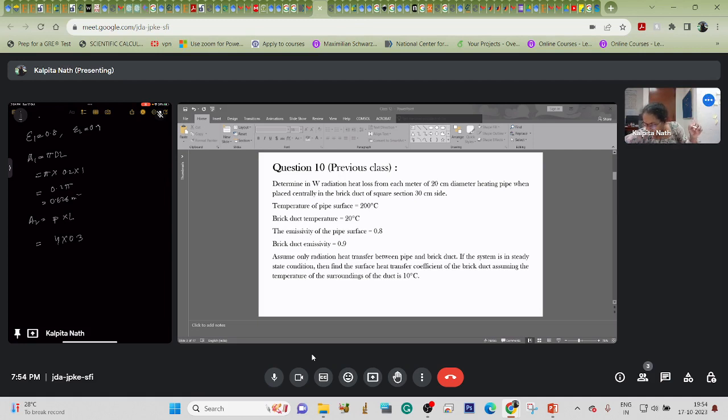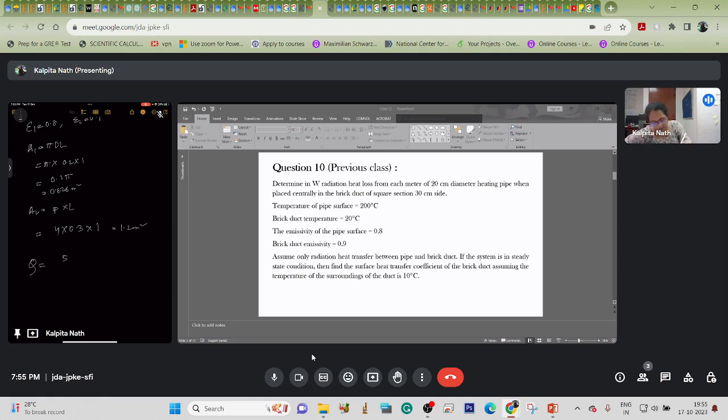So perimeter is 4 into 0.3, into 1. This is also the surface area of the 1 meter duct. That's why length is 1 meter. Now this will be 1.2 meter square.